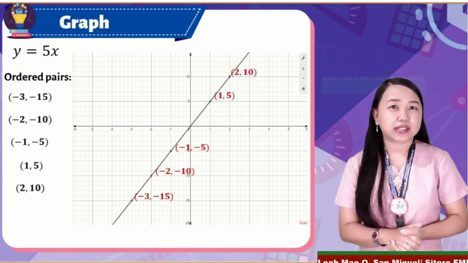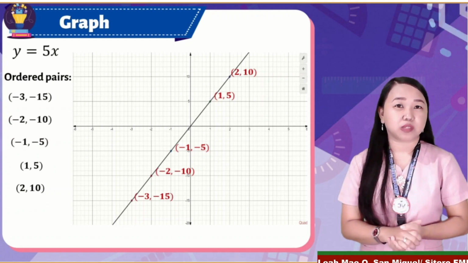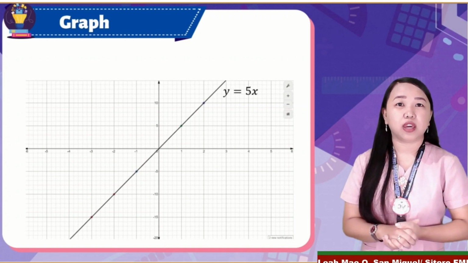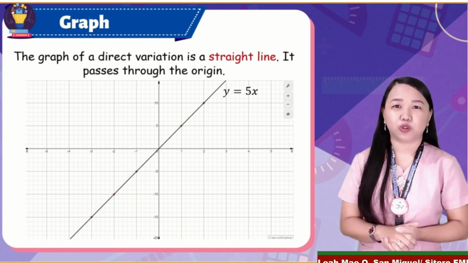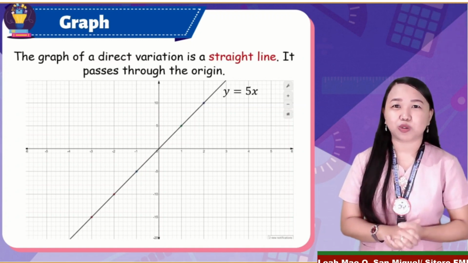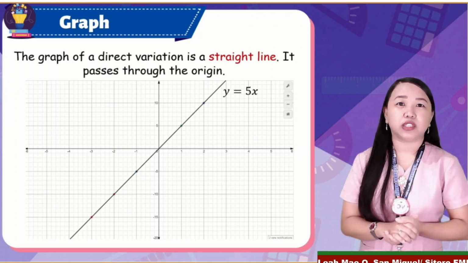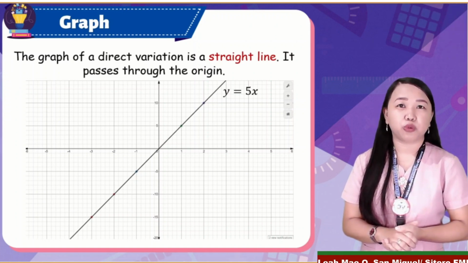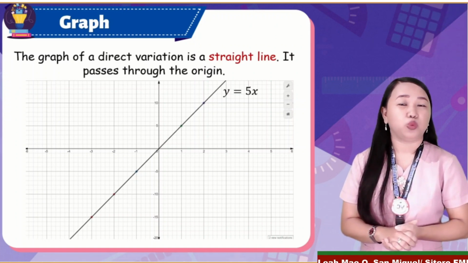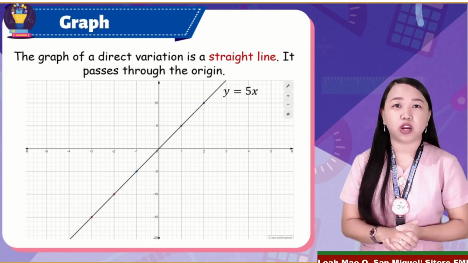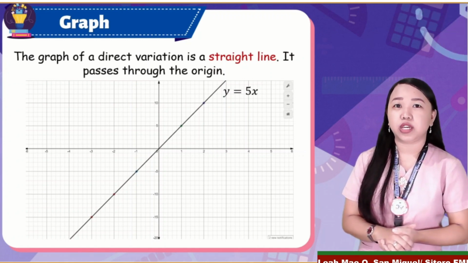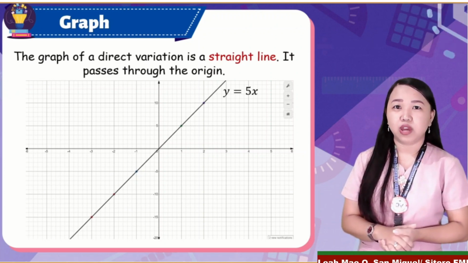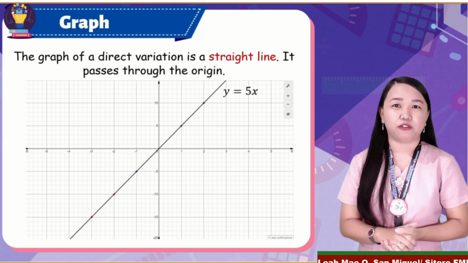The graph rises from left to right. This means that the graph of our given table of values or the equation y equals 5x is increasing. Always remember that the graph of the direct variation equation is a straight line and it passes through the origin. But we will not be using the coordinates (0, 0) or the origin in finding the constant of variation. Remember that 0 divided by 0 is undefined.